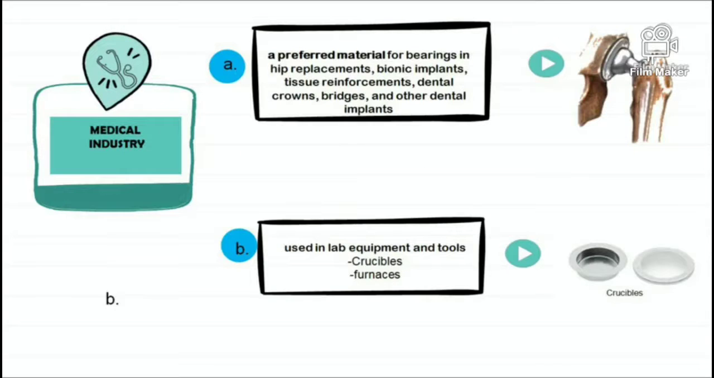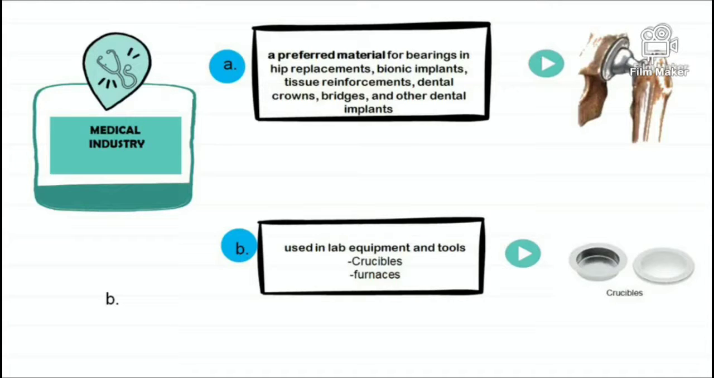And this is the final slide, where we are going to talk about the uses and applications of aluminum oxide in the medical industry. Aluminum oxide is the preferred material for bearings in hip replacement, bionic implants, prosthetic eye substitutes, tissue reinforcement, dental crowns, abutments, bridges, and other dental implants due to its hardness, bioinertness, and chemical properties. As you can see, the picture next to the box is a picture of a hip replacement.